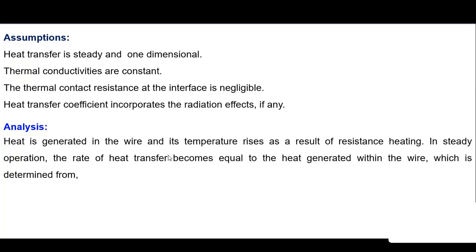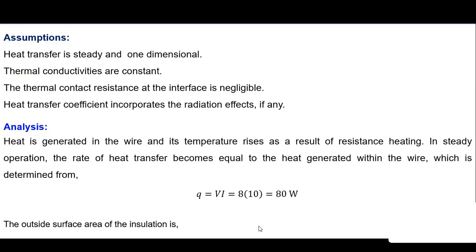Heat is generated in the wire and the temperature rises as a result of resistance heating. So 8 volt and 10 ampere current. In steady operation, whatever is the rate of heat transfer, it shall be equal to the heat generated within the wire. So how to calculate the heat generated? Simply the product of voltage and current. So 80 watt energy is getting generated, and in the steady condition, it is expected that all these 80 watts shall be transferred from the system. So the rate of heat transfer is automatically 80 watt.